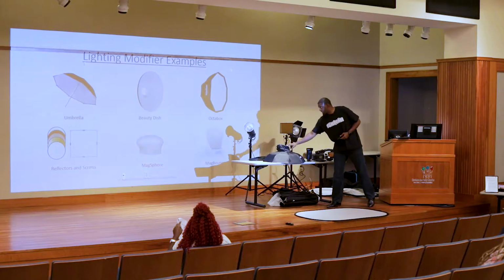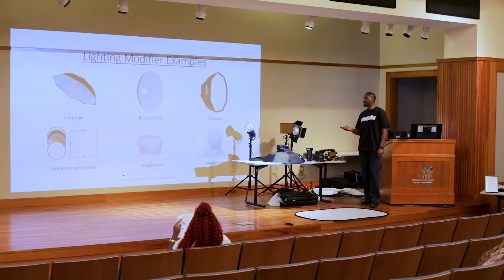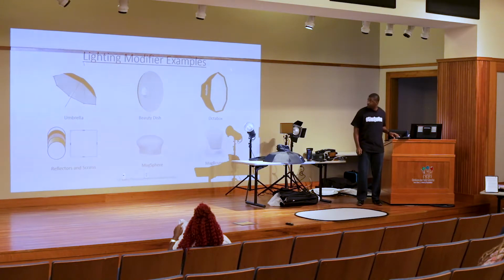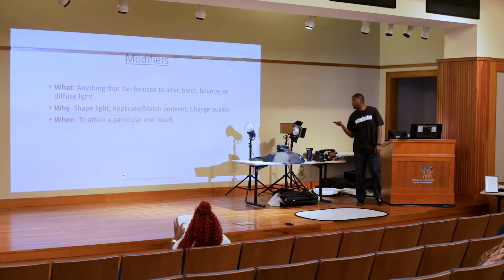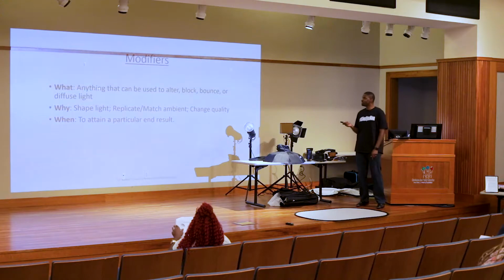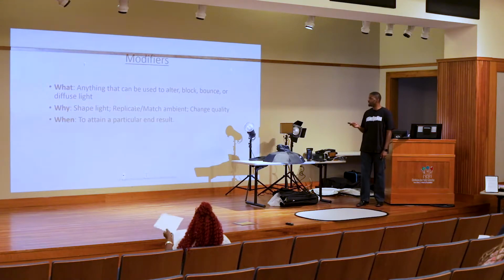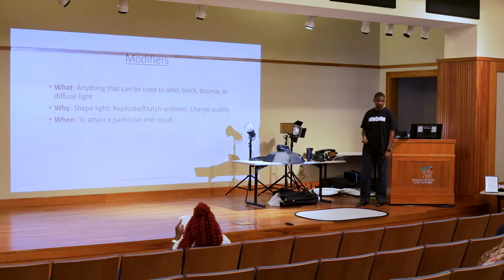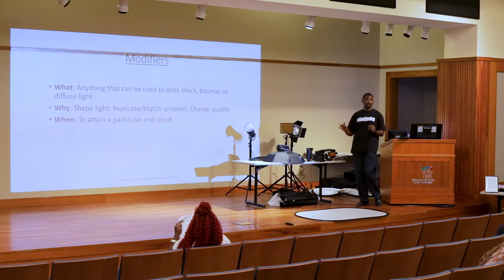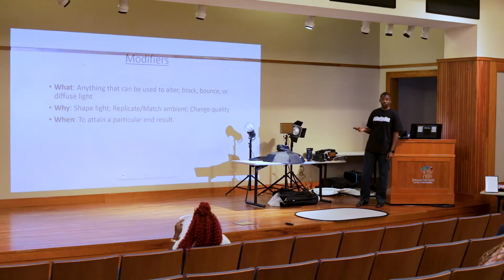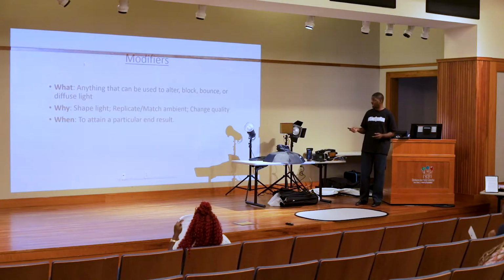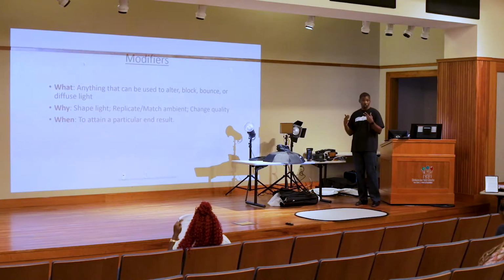And all of these light sources, scrims, reflectors, and all of these modifiers, the purpose of the modifiers is that a modifier is anything that can be used to alter, block, bounce, or diffuse the light. That's what modifiers are, right? Why do you want to use them? You want to shape the light. You want to replicate or match the light that's there. You want to change the quality of light.